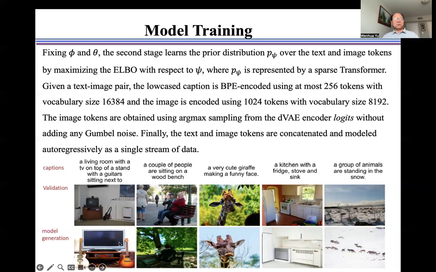Here are some samples from the model. This is the model generations, this validation, and these corresponding captions.